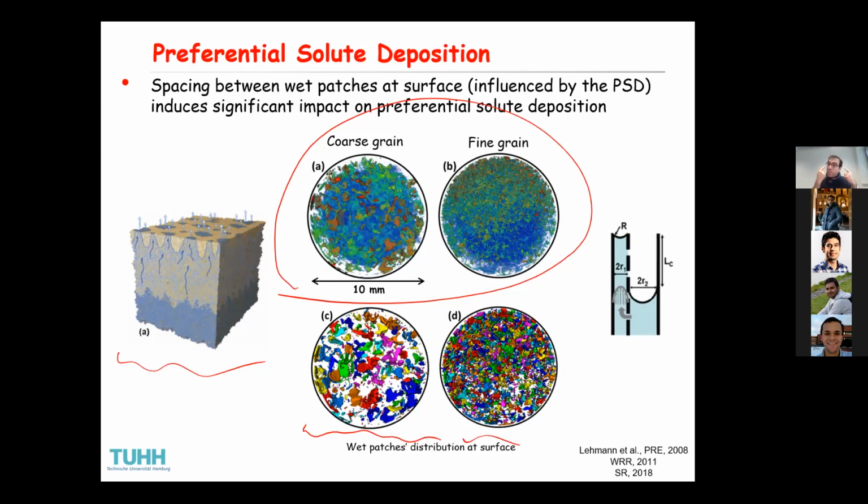Therefore, since the evaporation per wet patch is more in the case of coarse textured material, the concentration is higher there. Right? And you can see here, in the case of coarse textured material, you have these disconnected clusters of regions with high concentration, the red color, while in the case of fine textured material, it's more uniform.